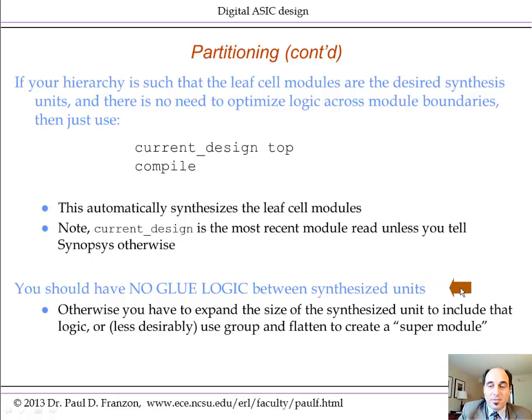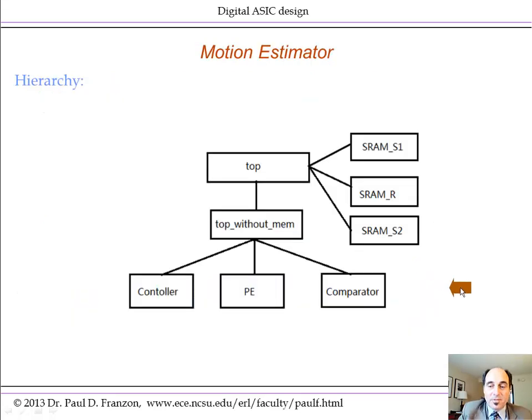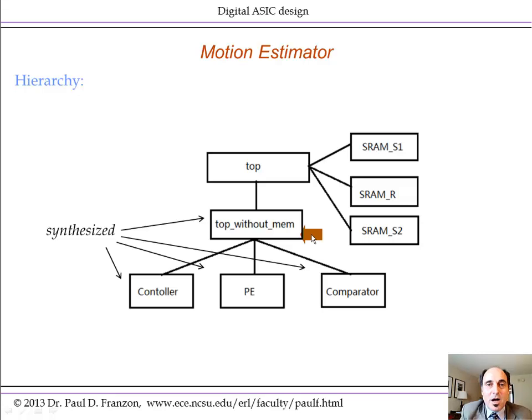So here was an example of a good partitioning. We had a motion estimator. We had a very natural, human readable partition. The PE, which was instanced 16 times, the comparator, which is instanced once, the other unit in the data path, and separately the controller. Remember, designing the data path before the controller tends to lead to the controller being in a separate module. We group these together in top without mem for synthesis purposes, because this is the hierarchy we're synthesizing. This was then instanced in top, where we also instance the SRAMs.